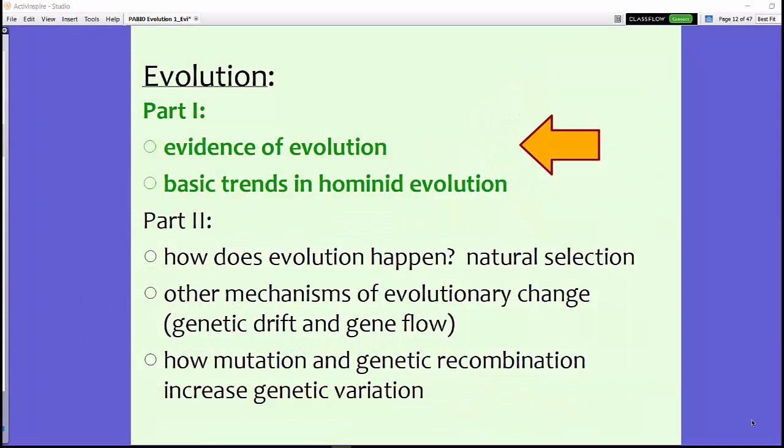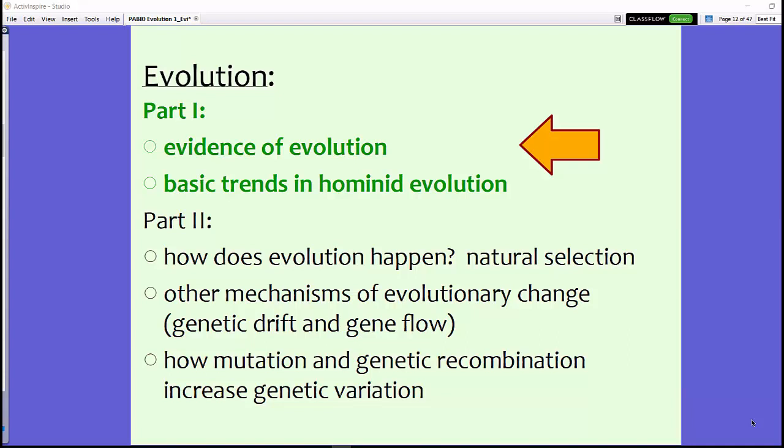We're going to talk about the beginnings of Unit 8, which is all about evolution. These Unit 8 videos are going to be split up into a couple of different parts. At first, we're going to talk about the evidence of evolution and some of the trends that we see in hominid evolution, or basically how humans evolved.